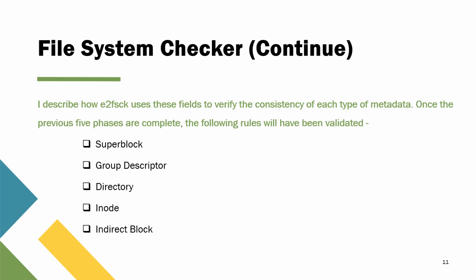Now I will describe how the E2fsck file system checker uses this field to verify the consistency of each type of metadata. Once the previous 5 phases are complete, the following rules will have been validated. The first rule: the superblock. The second rule: group descriptor. The third rule: directory. The fourth rule: inode. The fifth rule: indirect block. Going to the next slide.